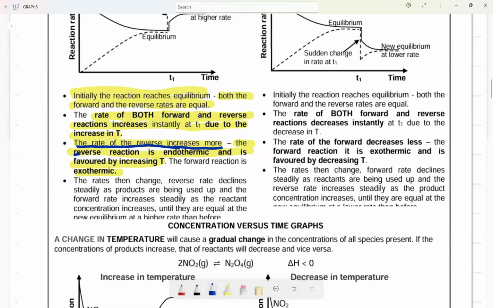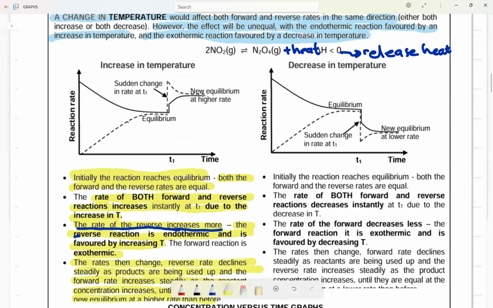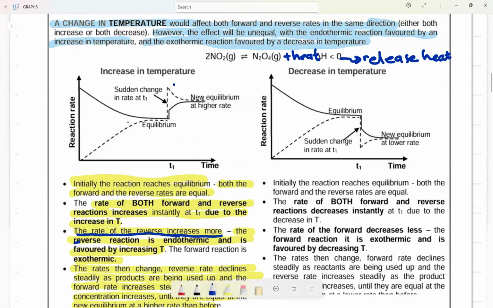Then they come and say to us, the rate then changes. Reverse rate declines steadily as products are being used up, and the forward rate increases steadily as the concentration increases until they are at equilibrium again. Okay. And this one, they are referring to this portion here. Okay, what do they mean?